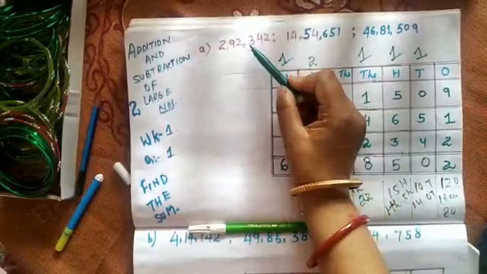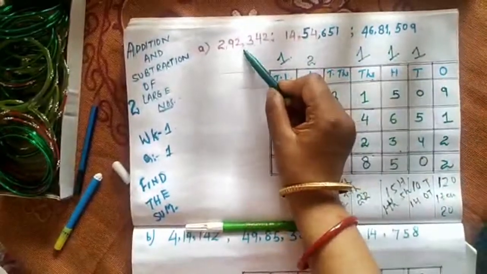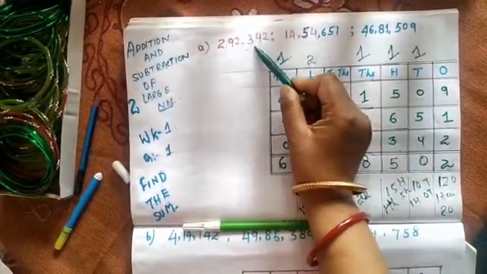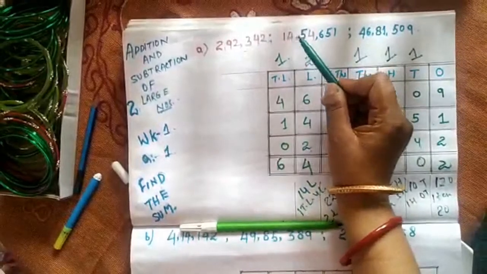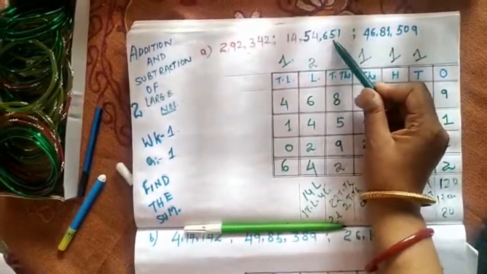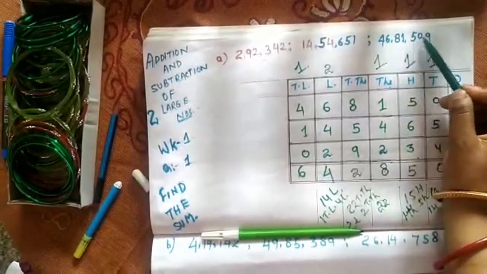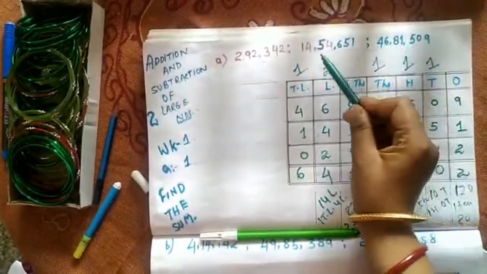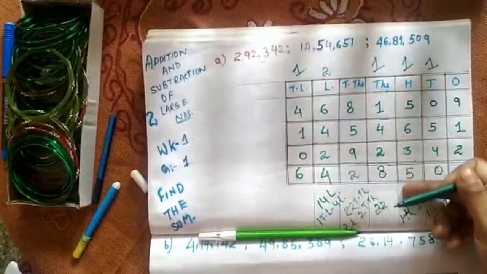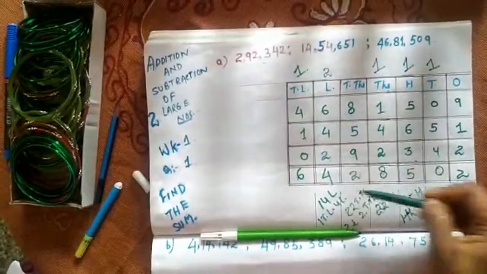So here are 3 addends. The first addend is 2,92,342. The second one is 14,54,651. The third addend is 46,81,509. Now we first have to arrange these addends in a column in the place value chart.